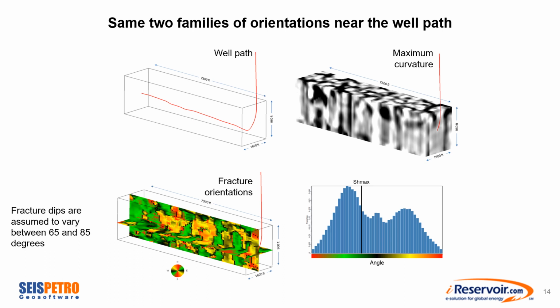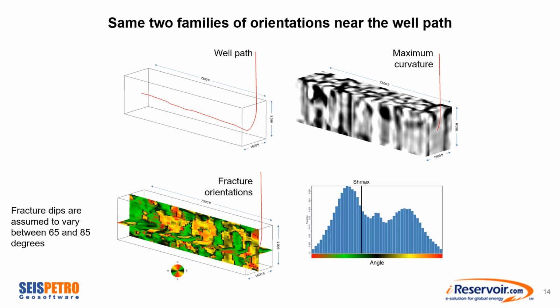Finally, when we extract the orientations derived from seismic data just in a volume around a well path, which will be the well of interest for the rest of the presentation, this is what we get. Here is the well path of interest. Here is the volume of maximum curvature around that well path. Here are the orientations derived from the curvature, and here is the histogram of these orientations.